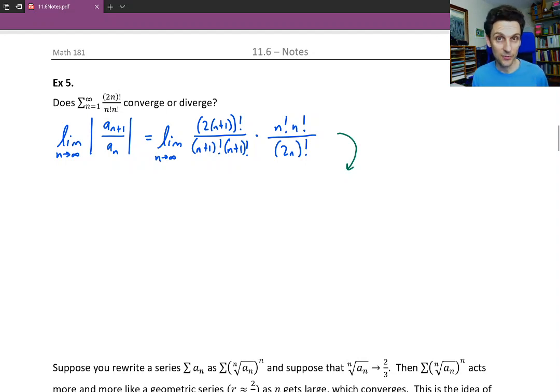Now it's time to simplify. And these factorials, are they ever going to simplify? So here, the n plus 1 factorial and the n factorial are very close to each other. Remember what a factorial looks like. So 5 factorial is 5 times 4 times 3 times 2 times 1, right? That's what a factorial means. It means you start with that number and you multiply by all the numbers that come before it.